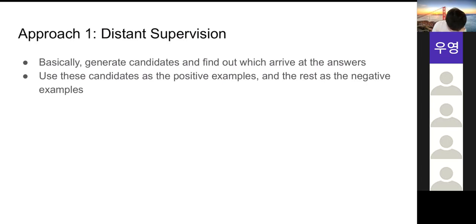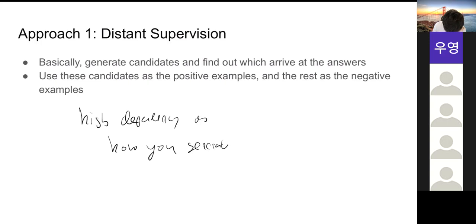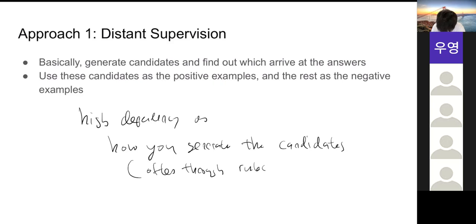But it really depends. It has a high dependency on how you generate the candidates. And this is also oftentimes through rules. So you define some rules given your knowledge about the target database or target logic space. It has a lot of inductive bias.